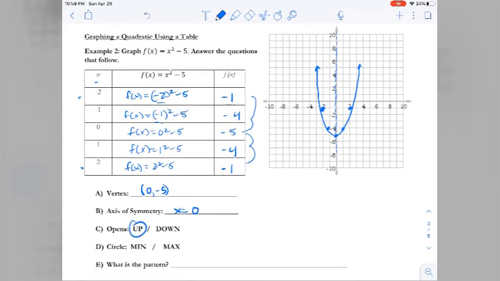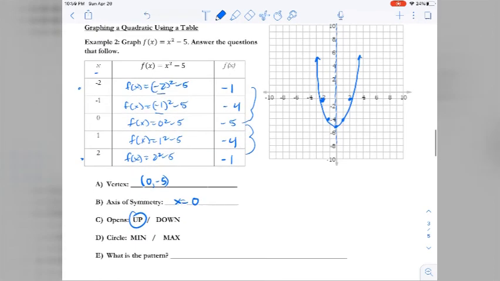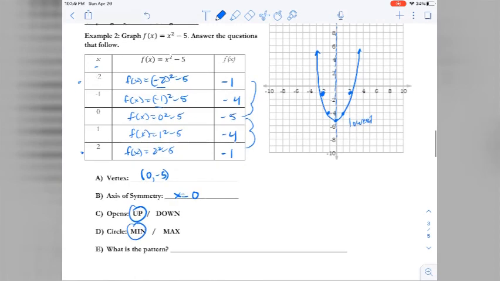We can see it opens up. It makes our vertex the lowest point. So it's a minimum. And then what is the pattern? Well, remember, our pattern is 1a, 3a, 5a. In this case, our a is equal to 1. So 1 times 1, 3 times 1, and 5 times 1. So our pattern is 1, 3, 5.